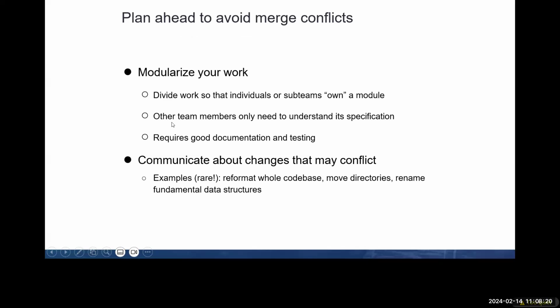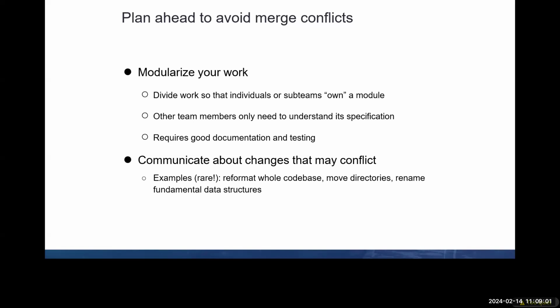Now, to plan ahead to avoid merge conflicts, you also need to modularize or decompose your work. Divide work so that individuals or sub-teams own a module. Every person or every team has its own module. This will avoid conflicts between teams or between persons. I have my own module, module 1, the other person has module 2, and the third person has module 3. Each one or each team will be working on its own module, and whenever we are done, we can push or commit our module.